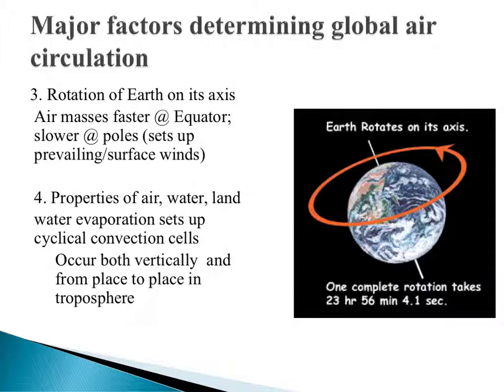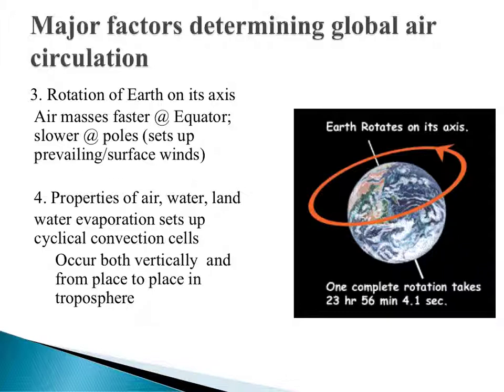Another factor that's going to come into play with wind is actually properties of air, water, land. What happens is water evaporation sets up these cyclical convection currents. So in the equatorial region where it's really hot, we have a very high amount of evaporation. Those water molecules, of course, go up in the atmosphere, cool and fall, and add to our convection currents.